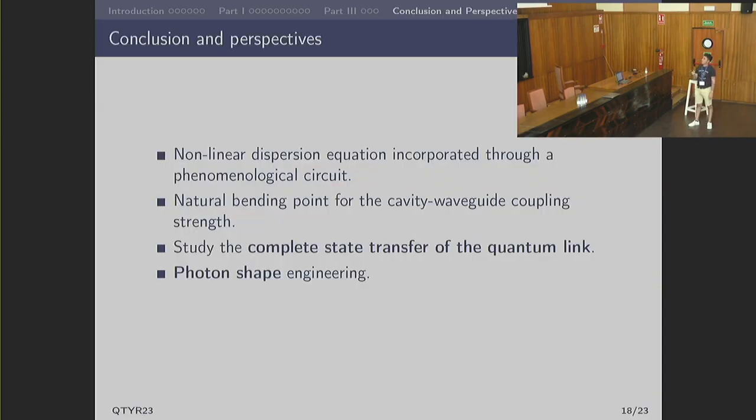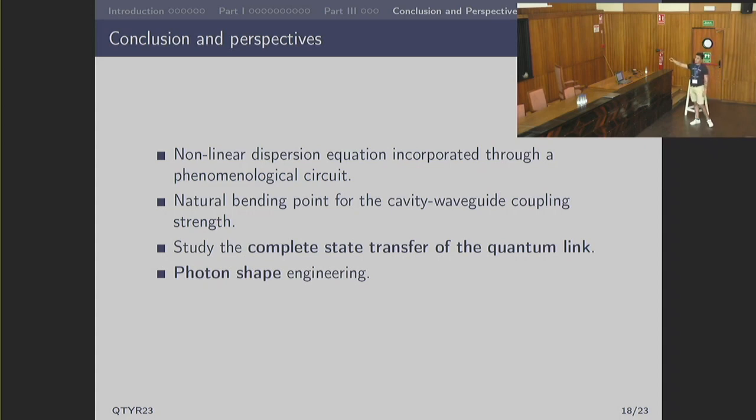So now, to sum it up, and for some perspective, what we've seen is that we've covered a generalized phenomenological approach to the TE modes waveguide problem in order to end up with a natural bending point for the cavity waveguide coupling strength.